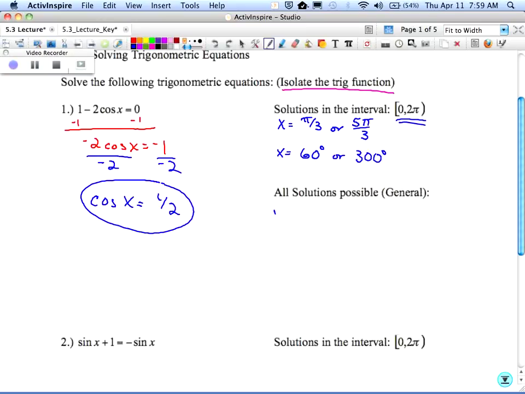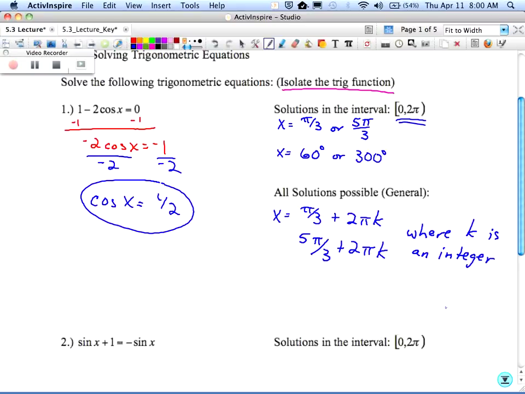could also say pi over 3 plus 2 pi k or 5 pi over 3 plus 2 pi k, where k is an integer. Okay, so it's a little bit of notation about saying, we understand that to be coterminal, all you have to do is add 360 to something, right? Or add 2 pi. And if k is an integer, that's 0, 1, 2, 3, 4, 5, -1, -2, -3, -4, -5.